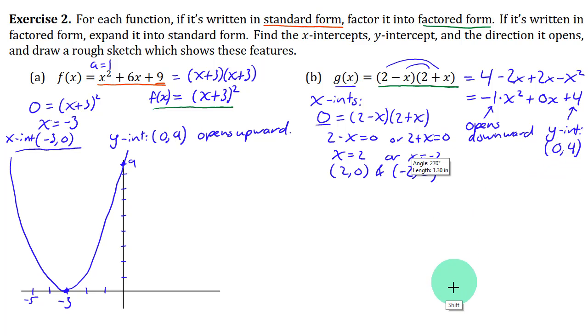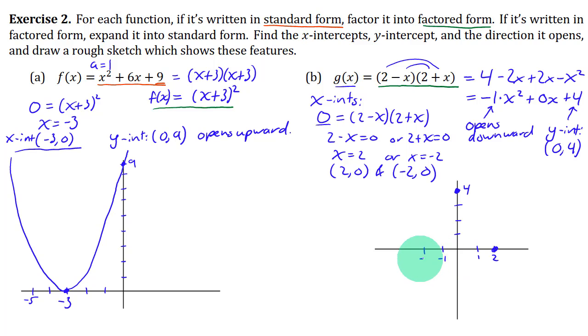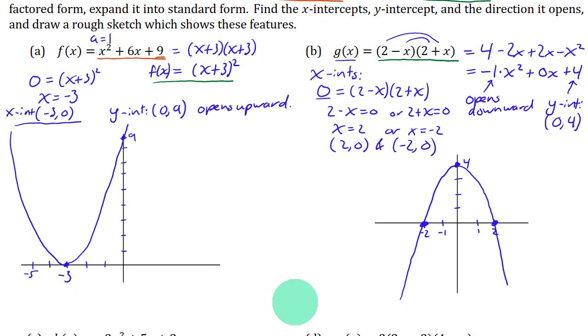And we can graph something that has all of that stuff. 2, 3, 4. Okay, so there's the y-intercept, the two x-intercepts right here. And it opens downwards, so we want a parabola that looks about like that. All right, that's those.